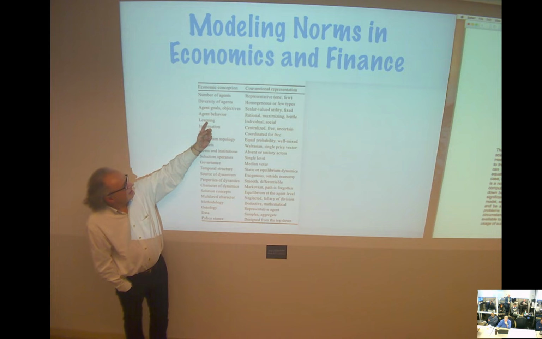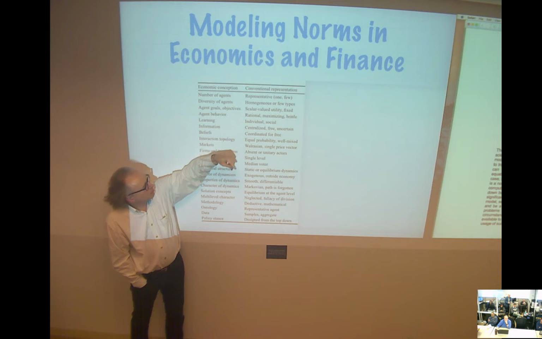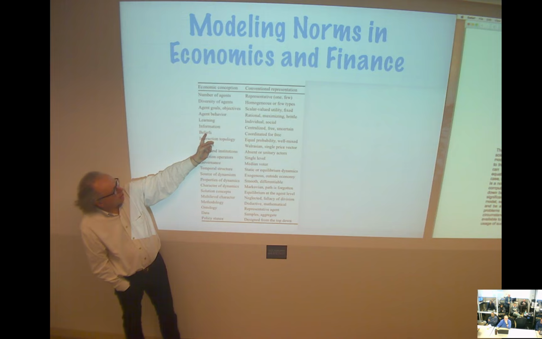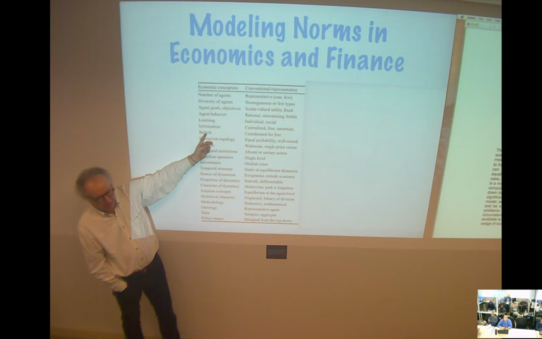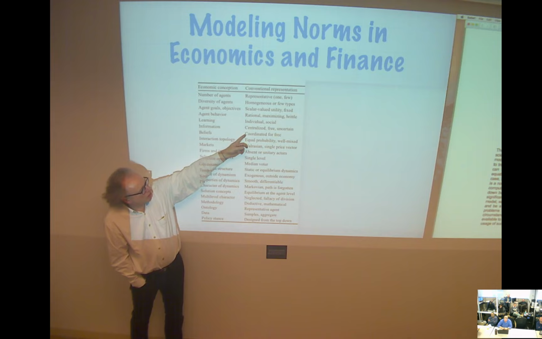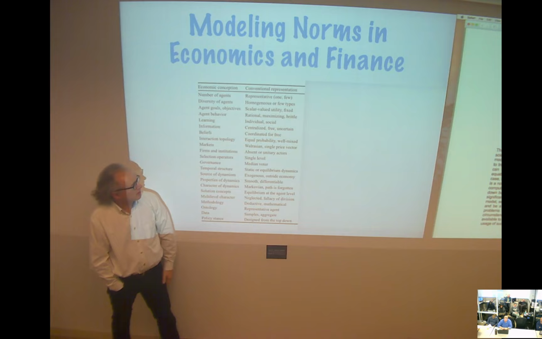Learning. How do agents learn? Well, either they don't learn at all, or they learn individually, for example. We'll see some other ideas about that in a second. Agents have beliefs. How do they get coordinated? How does the fact that one agent thinks we're on the verge of a recession while another agent doesn't think that get resolved? Well, in conventional macroeconomics, we say all those beliefs are coordinated. There's no cost to doing that. All agents have rational expectations. They all have the same expectations, basically.